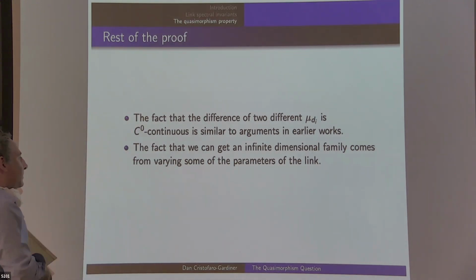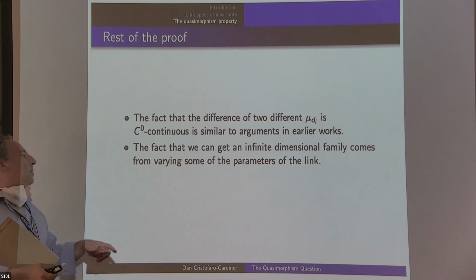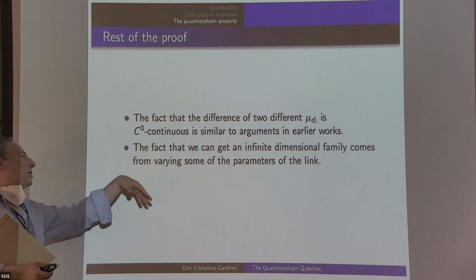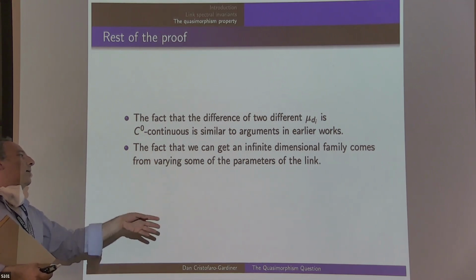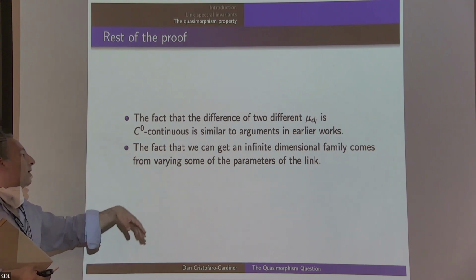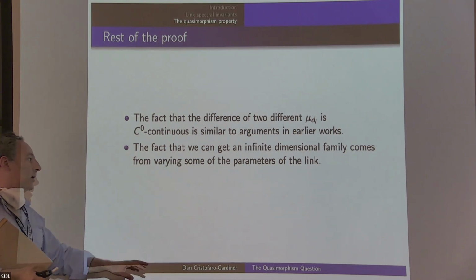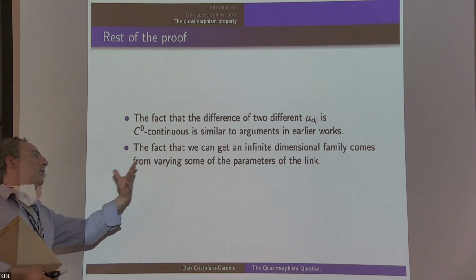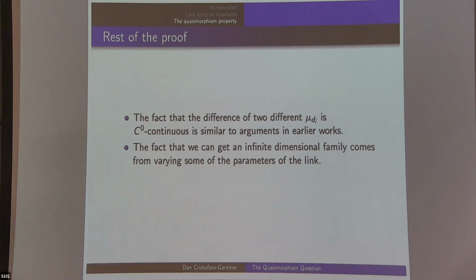And then I said that you get an infinite dimensional family. With what I've given on the board, you don't quite get an infinite dimensional family. You basically just get a sequence coming from the number of components, but you can vary some of the parameters of the link. That's where you have to think about these eta-monotone links, and then you get an infinite dimensional family.